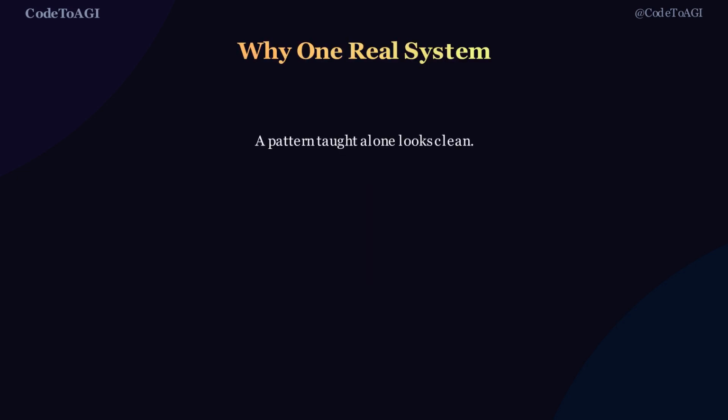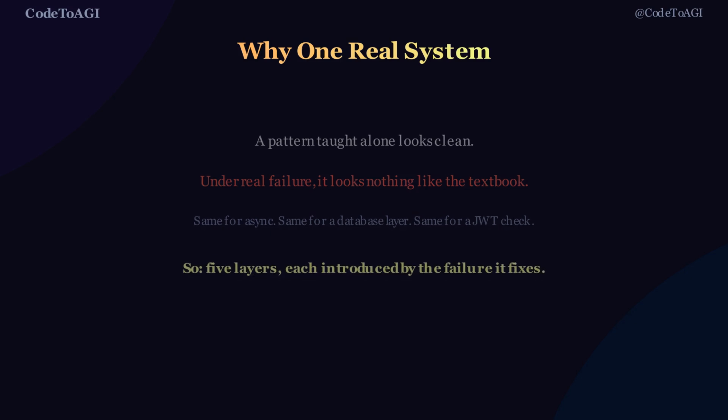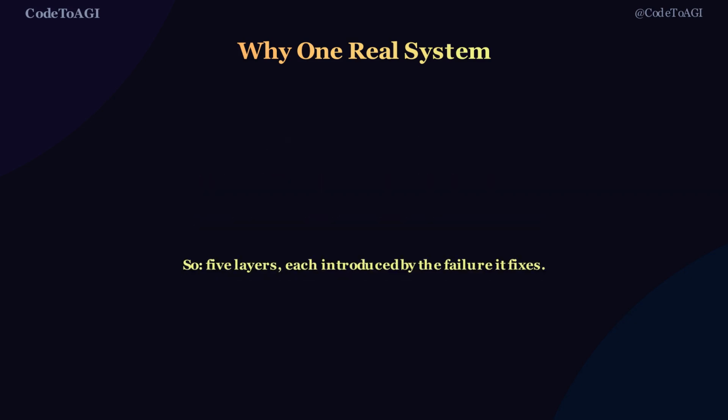Why one real system instead of one more isolated topic? Because a design pattern taught alone looks clean. A design pattern under real failure looks nothing like the textbook. Same for async, same for a database layer, same for a JWT check. So the plan here is different: 5 layers, each one introduced by the failure it actually fixes.